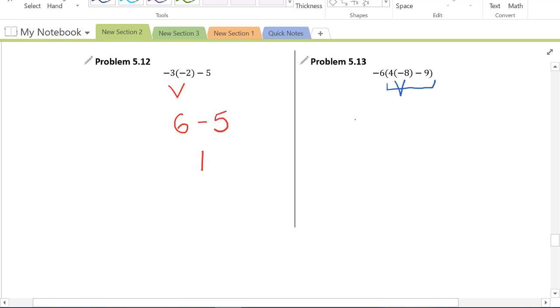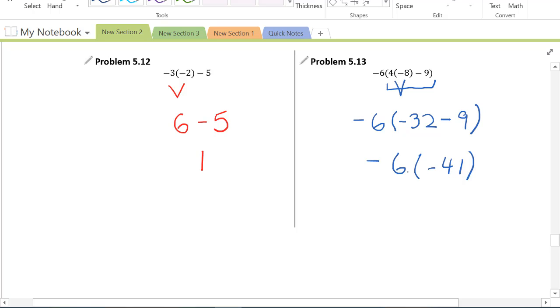So let's copy everything over. We're going to get negatives from the outside. We didn't touch the -6 yet. Parentheses. Now we're going to multiply: 4 times -8, and the signs are different, so it's -32. Minus 9, close the parentheses. Now we're going to finish up the parentheses, and the signs are the same, so we're going to add. That's going to give us -41.